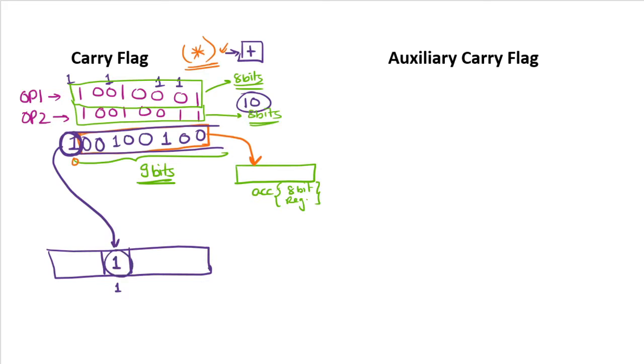Now whenever the carry flag is 0, it means the value stored in the accumulator is the whole value. If the carry flag is 0, that means the actual result was an 8-bit result, and whatever is present in the accumulator is the entire result. That means no carry was present.